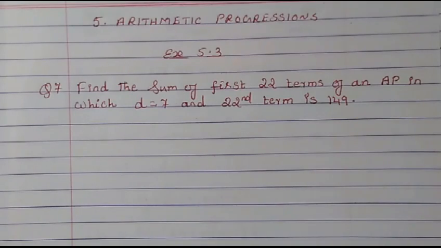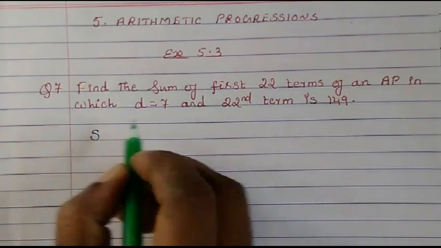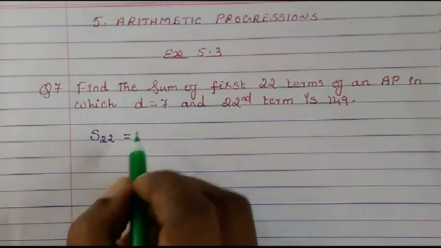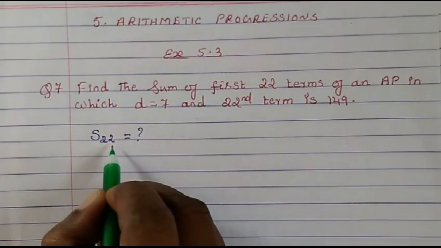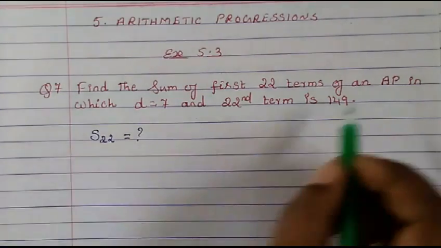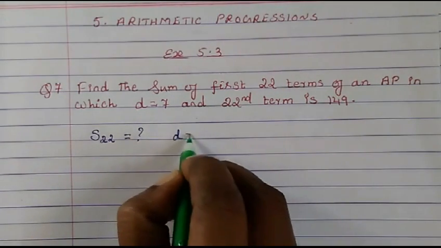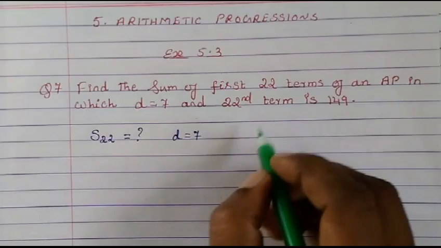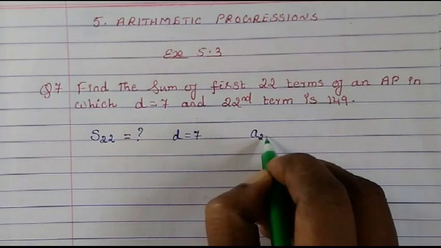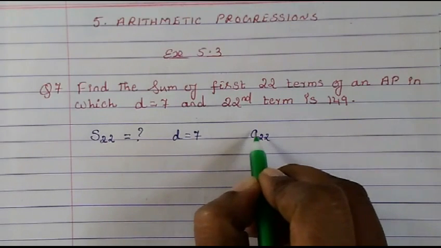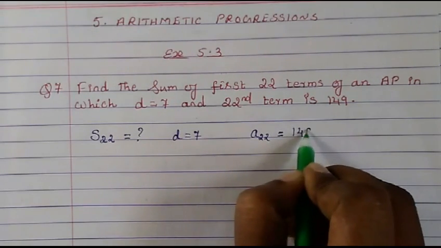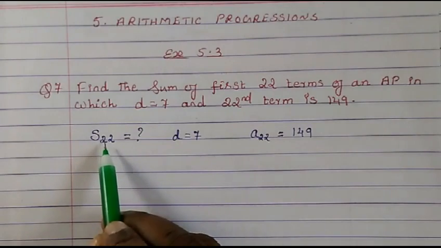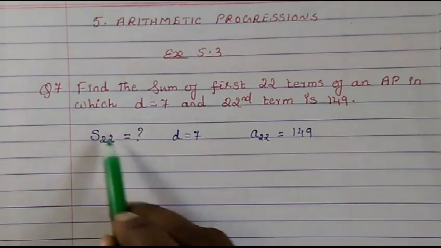Sum of means what is given to us? Sum of first 22 terms. So we have to find out sum of 22 terms. And what is given? In which D is 7. So D is given to us, 7. And 22nd term is 149. So when it is the 22nd term, the value is 149. So we have to find out the sum of 22 terms of an AP.